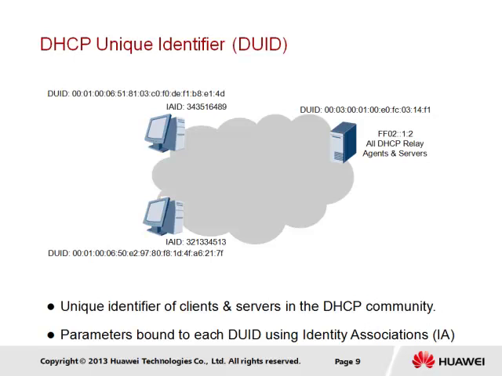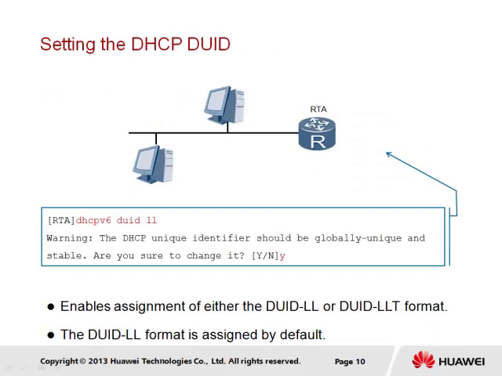Within VRP, however, only the DUID link layer and DUID link layer plus time formats are supported, for which the DUID link layer format is set as the default. We are able to set the DUID for the DHCPv6 server using the dhcpv6 duid command, following which the type of DUID to be set should be configured as either LL for link layer or LLT where the link layer plus time type is to be used. Where the DUID LLT type is used, the timestamp will apply from the point at which this command is executed.